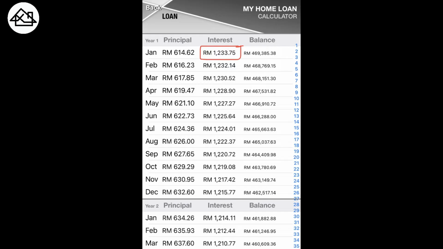You see, the first year itself, the principal is 614.62. However, the interest is 1233.75. So it's about 1234 a month. So in the interest-only mortgage, right, you are only paying 1234 a month instead of 1,800 previously. So you are saving about 600 ringgit there, and then you will pay later.